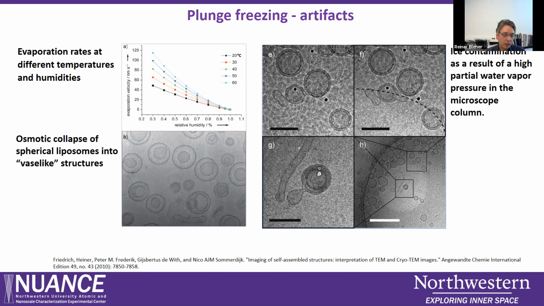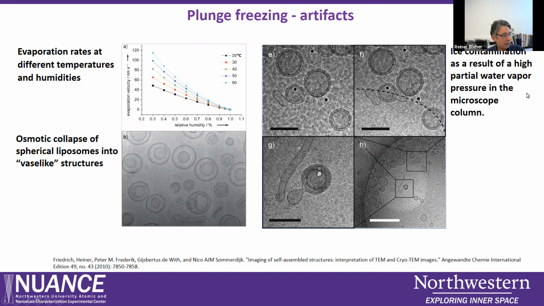And the image below the graph shows an example for osmotic collapse of spherical liposomes into vase-like structures. In this case, approximately 50% of the internal volume of the liposomes was lost during preparation at 25 degrees and 40% relative humidity.